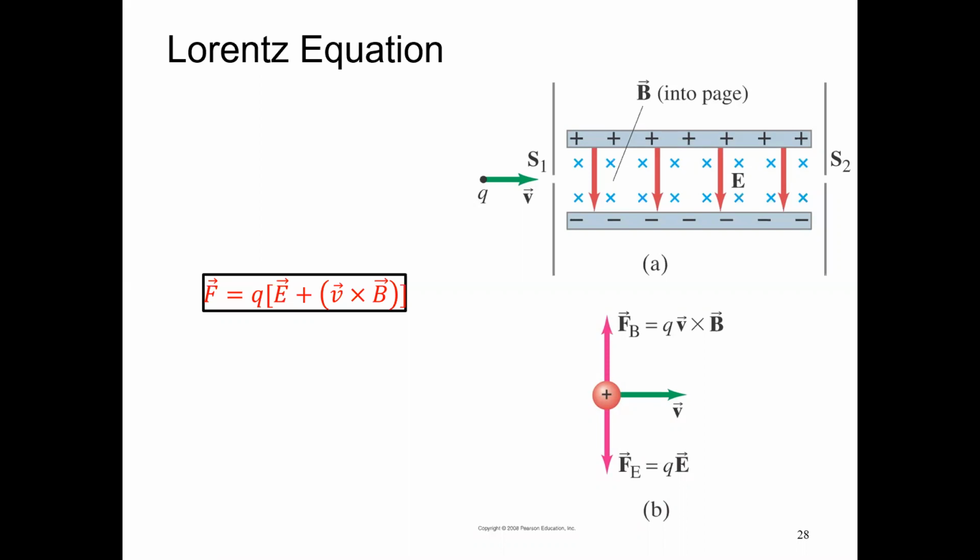So the Lorentz equation has to do with a charge Q moving in an electric field, which is going to feel a force that's given by the first part of this equation. The force a charge feels in an electric field is just given by Q times that electric field. It's going to be in the same direction as our electric field if the charge is positive, in the opposite direction if the charge is negative.